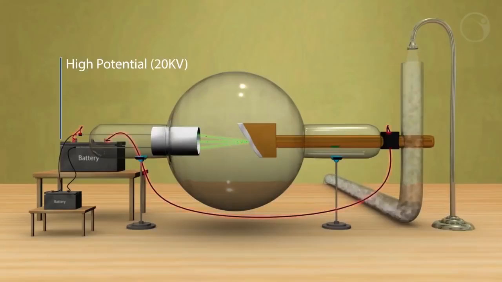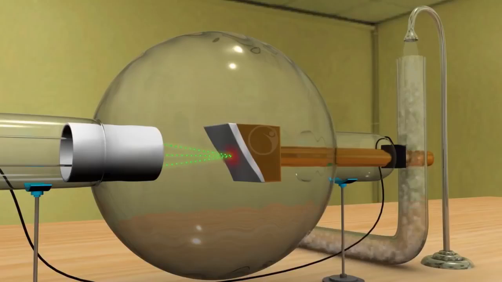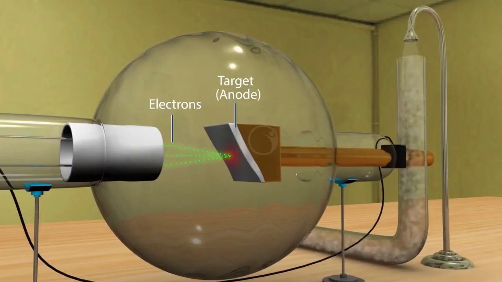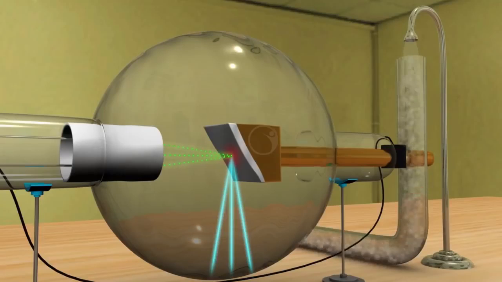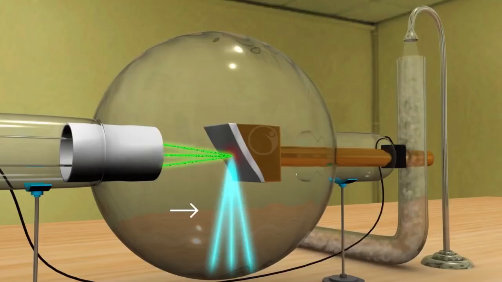A very high potential of 20 kV is applied between the source and the target. Due to the high potential difference, the electrons are accelerated towards the anode and hit the metal. When they hit, the kinetic energy is transferred to produce X-rays. The intensity of the X-rays depends on the number of electrons striking the metal target. So, if we increase the rate of electrons emitted by the filament by increasing the current flowing through the filament, then we can increase the intensity of the X-rays.